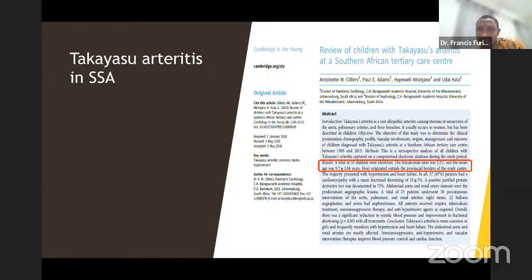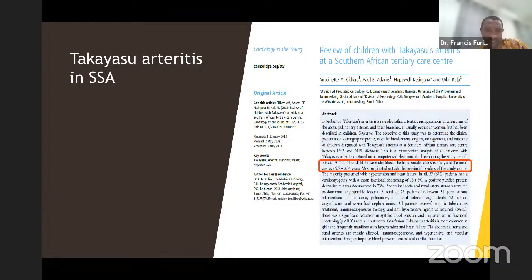So in this study, which was published by Celia et al., which looked at data collected in Chris Hani Baragwanath Hospital, there were 55 children that were noted in the period of 1993 to 2015. So you could see these kids could be picked up, and the mean age was around 9 years.